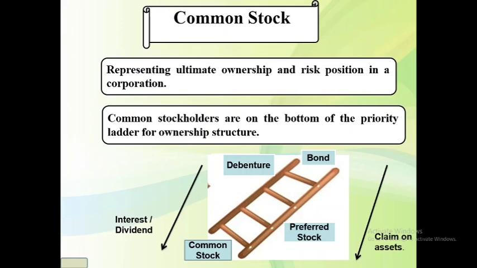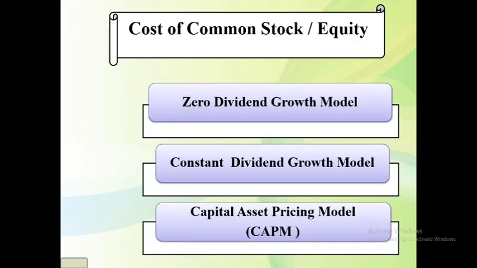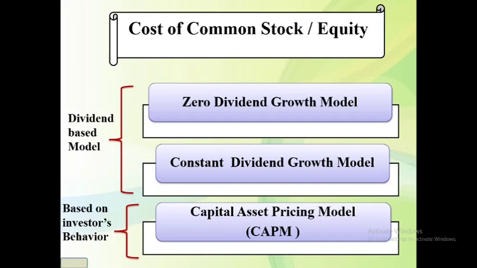on asset at last. Generally, we use three models to calculate the cost of common stock. First one is zero dividend growth model, second one is constant dividend growth model, and the last one is capital asset pricing model or CAPM. Among these three models, the first two are based on dividend, and the last one, CAPM, is based on investors' behavior. Today, we'll concentrate on the dividend based models.